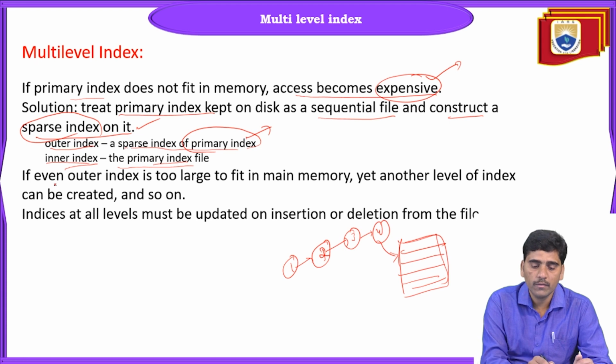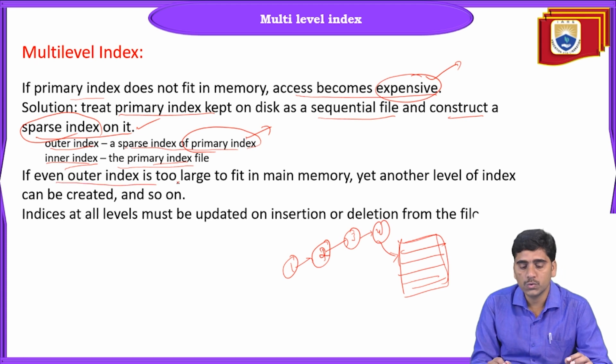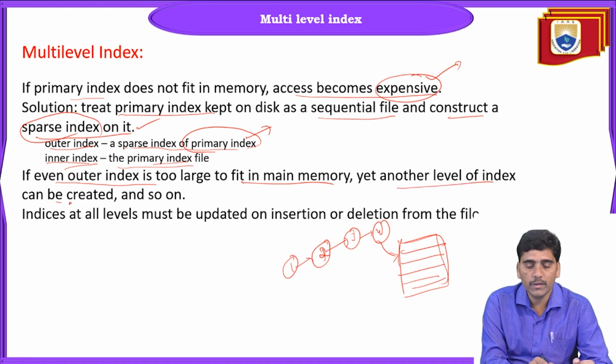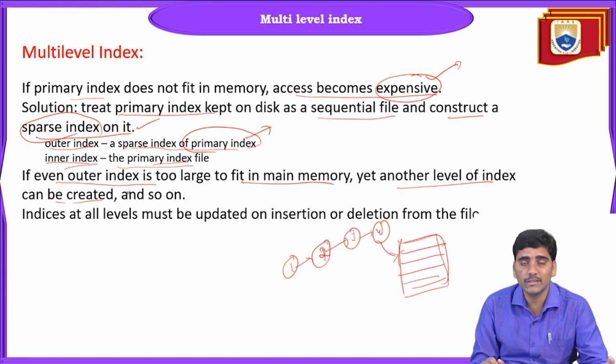So if even the outer index is too large to fit in main memory, another level of index can be created. If it is not sufficient to fit inside the main memory, then we will choose another level of index which is small enough to fit in the main memory. At that moment we have to create another level of index.